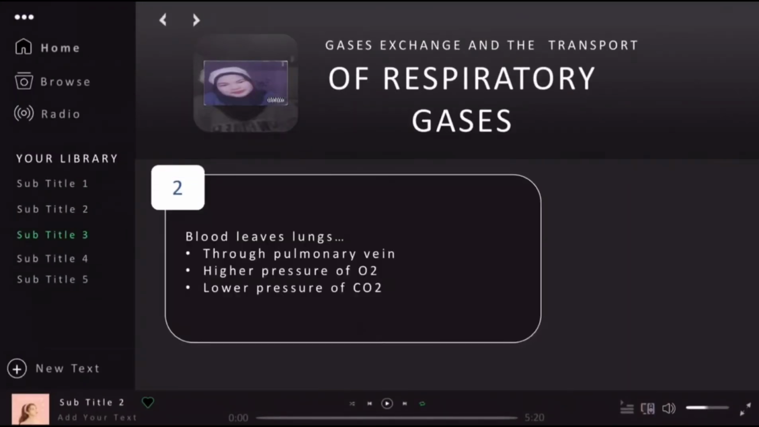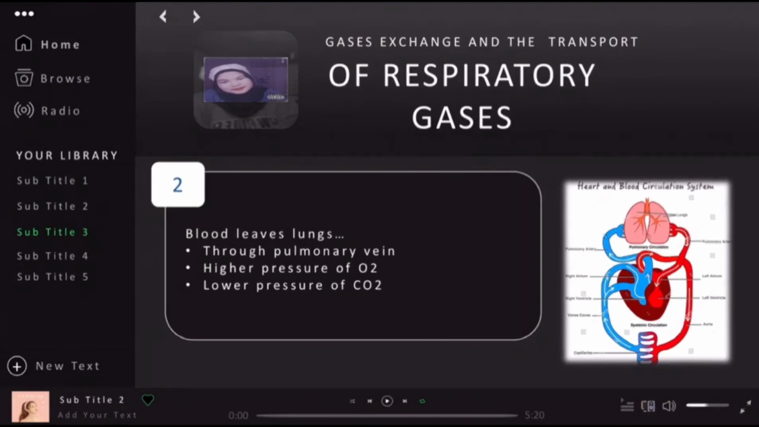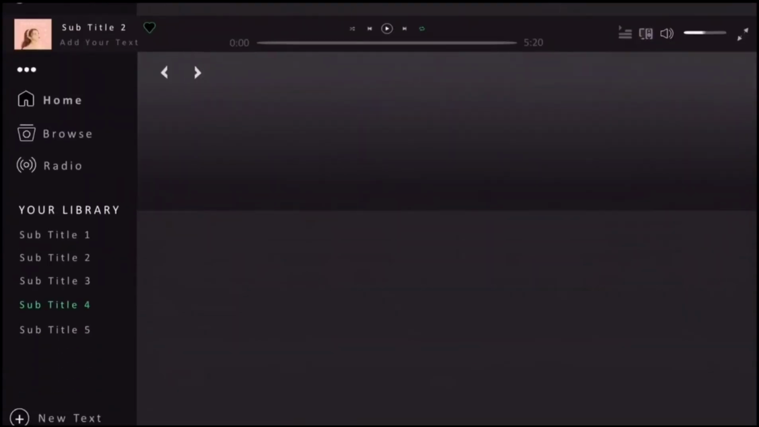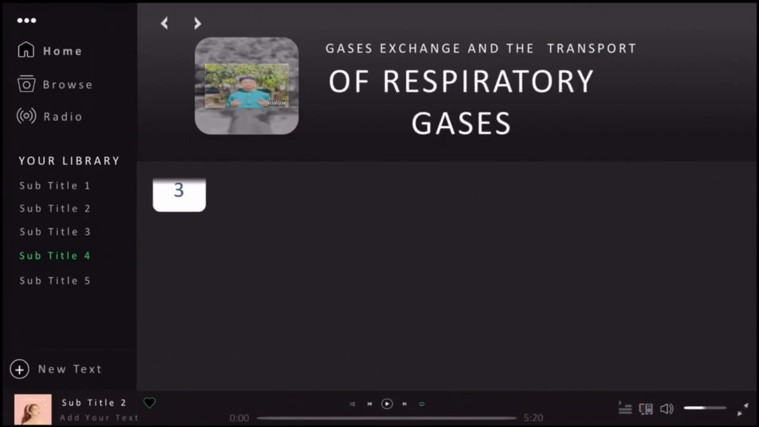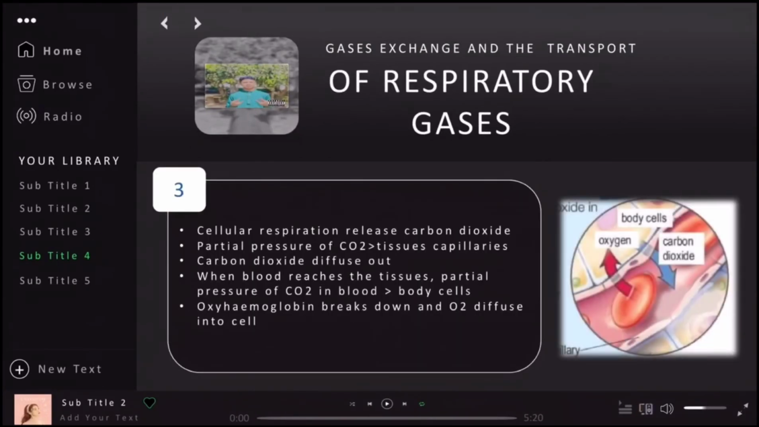And then, blood that leaves the lung through the pulmonary artery has a high partial pressure of oxygen and a low partial pressure of carbon dioxide. Carbon dioxide in the cell is higher than in the tissue capillaries. Carbon dioxide diffuses out from the body cells into the tissue capillaries and is transported back to the lungs.